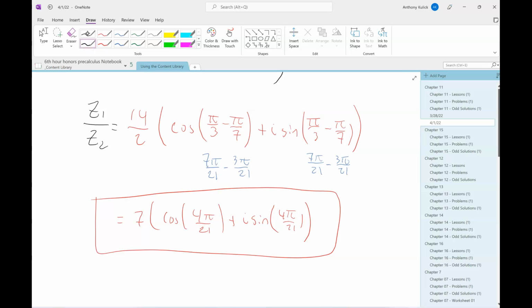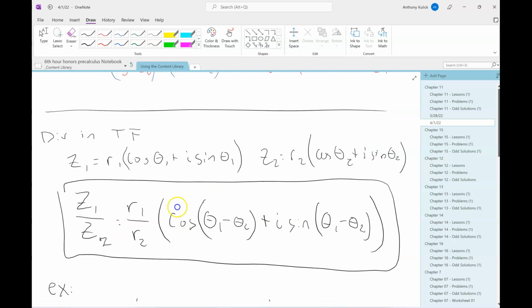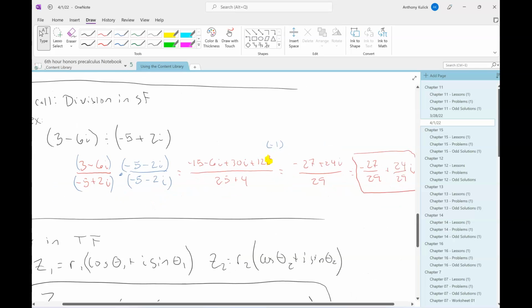Everybody's okay with this? Now keep in mind, these trigonometric multiplication and division formulas are super easy to use, right? If you prefer, you could take your division problem in standard form, convert those standard form complex numbers to trigonometric form, then use the formula, and then convert it back out. If you wanted to do that, that's a valid way of doing things.